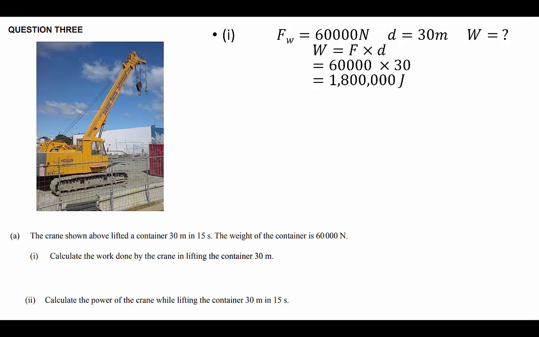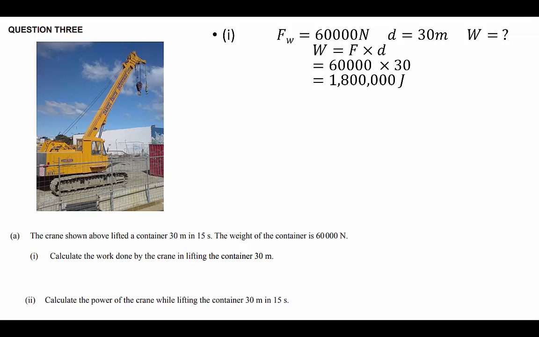So the weight force 60,000 newtons, the distance 30 meters, and the unknown work done. Substitute that into our equation for work done, gives us 1,800,000 joules. Remembering that work done and energy are the same thing.